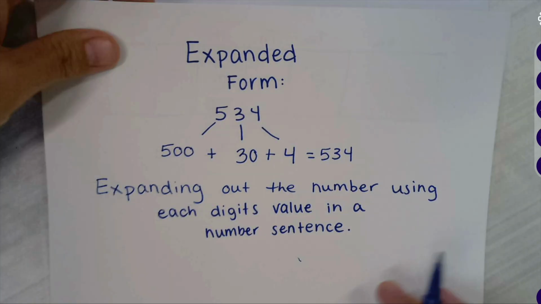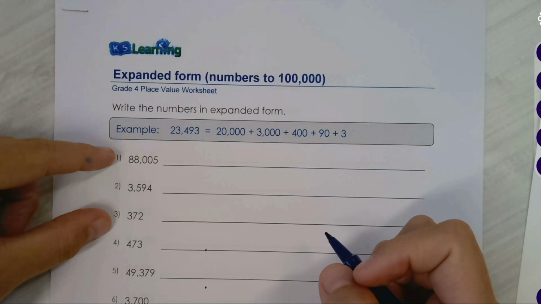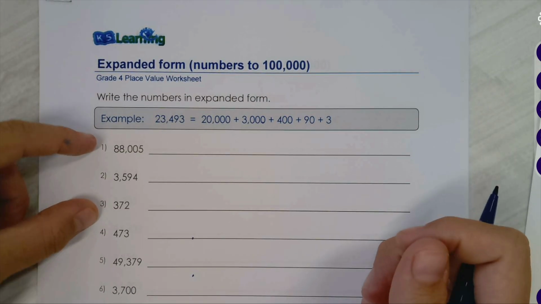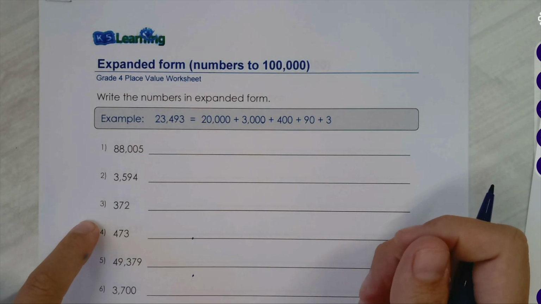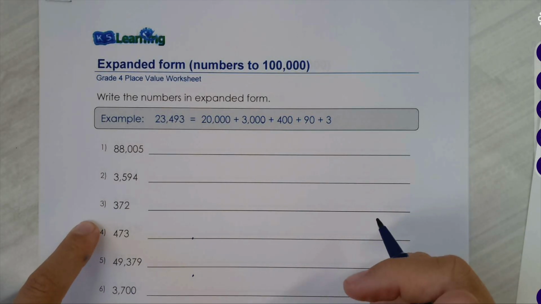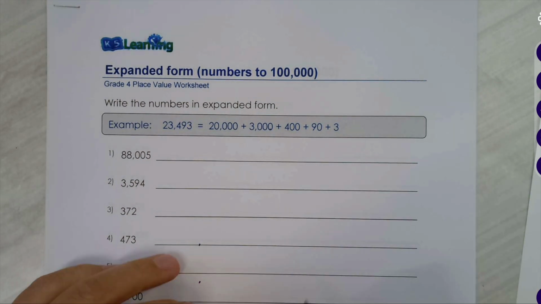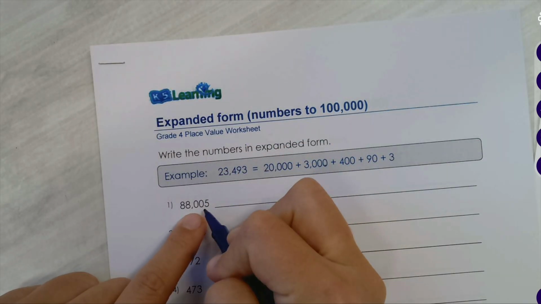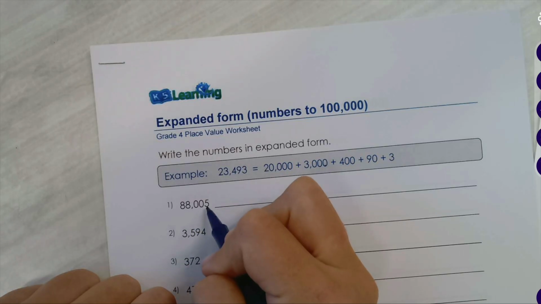All right, let's actually check out our worksheet now. I'm only going to do the first 3 with you, just as an example. And then you are going to do the rest, 4 through 12, by yourself. I think you got this. Let's do number 1 together first. Okay, we have 88,005. That's how we say that number, 88,005.